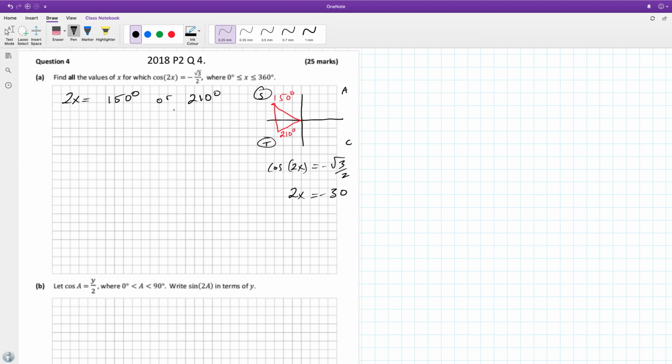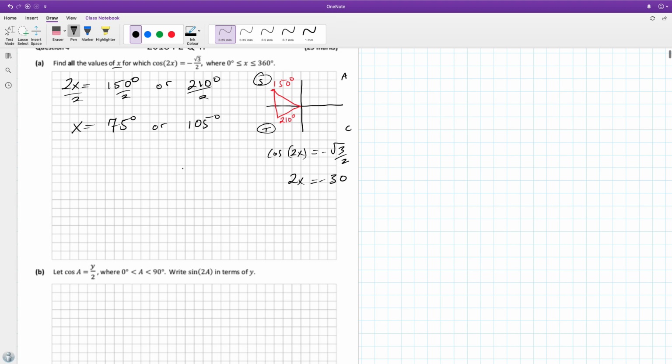So, therefore, 2x is equal to 150 degrees or 210 degrees. Right, I don't want 2x, I want x. So divide across by 2, 2, 2. x is equal to 150 divided by 2, which is 75 degrees or 105 degrees. Right. Still haven't answered the entire question.